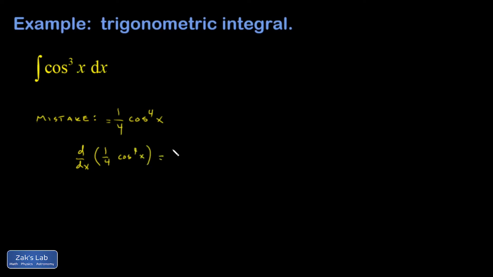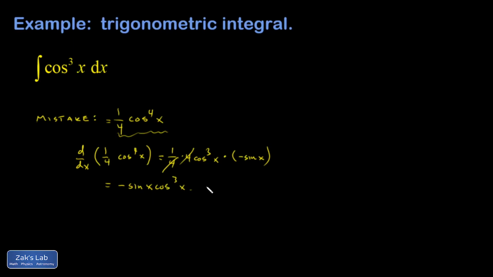The 1/4 is a spectator. Differentiate with respect to cosine x, and I get 4 cosine cubed x. Looking good so far, and then I realize, oh, the chain rule says I have to differentiate the cosine function with respect to x and tack that on. So if I think this is the answer, what happens? I missed by a factor of sine x because I ignored the chain rule.